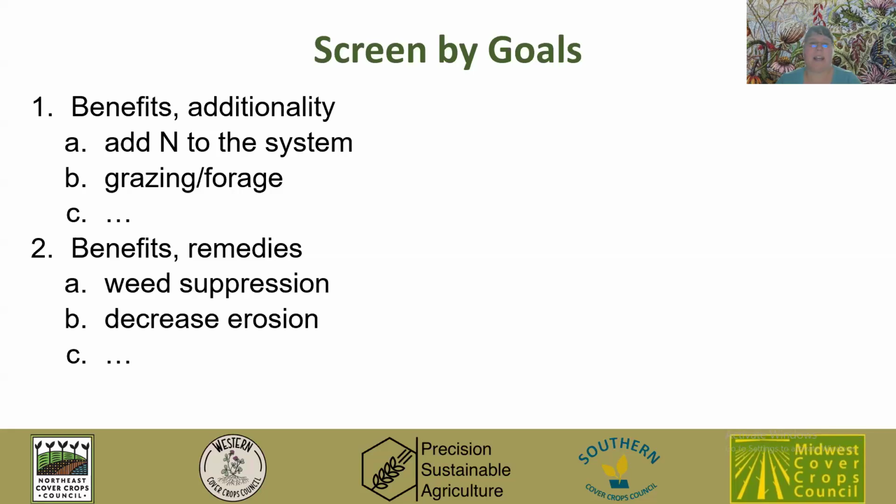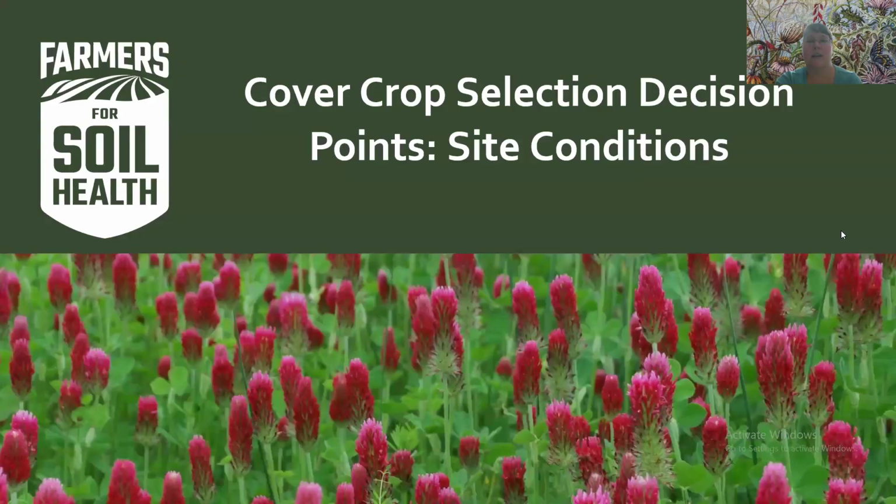The other category that I think of when I think about what cover crops can do for me is more benefits in terms of remedies. Maybe you have a wet area. Maybe you have a problem with weeds. Maybe you're really struggling with wind erosion ahead of a slow growing cash crop. And so cover crops can do things like suppress the weeds or decrease erosion. And those sorts of goals are also obviously listed on the goals page that we're going to see in a few minutes.